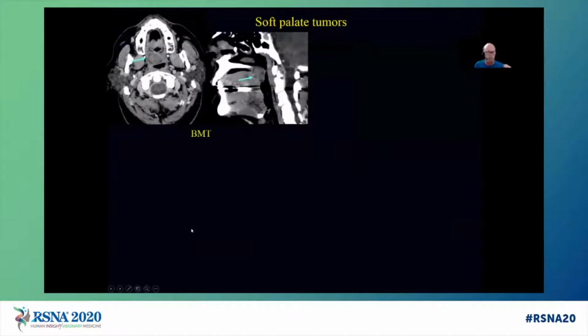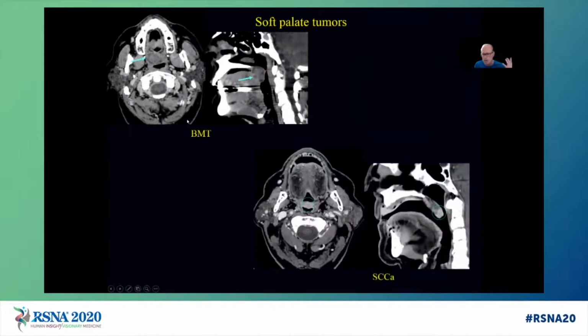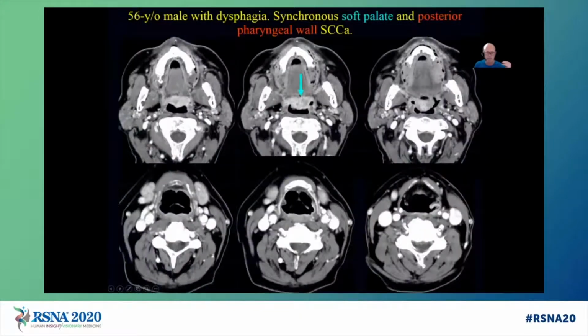The imaging is nonspecific. Just a couple cases of some soft palate lesions. This is a soft palate benign mixed tumor. Remember that there's salivary tissue in all of your mucosal surfaces, so a lesion needn't be squamous cell carcinoma. This happens to be an enhancing mass at the tip of the uvula and is a squamous cell carcinoma. This is a patient presenting with dysphagia, and it points out this was before the HPV era. It's an old scan, but we can see a pretty big tumor involving the soft palate.